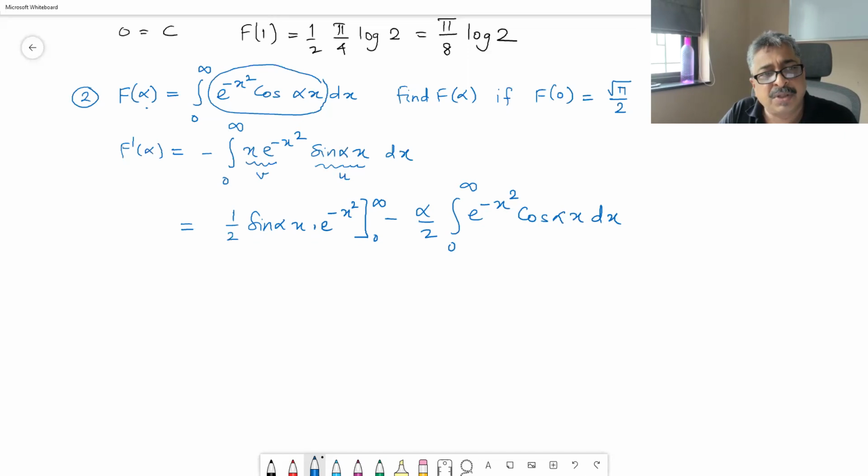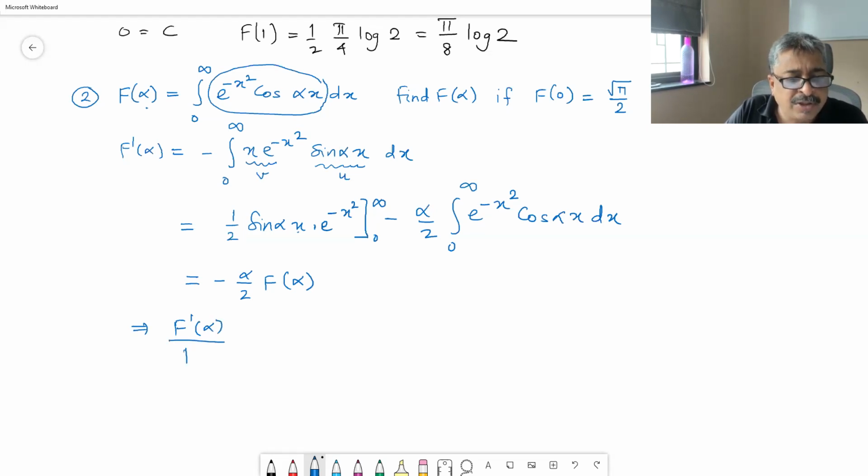Now this is important because this is original function. If you substitute these values back into this equation, minus x square, when you put x is equal to infinity, it becomes 0. And when you put a 0 over here, it becomes 0. Therefore, the first part of the f dash of alpha is 0, and hence you end up getting minus alpha by 2 f of alpha. So you take it to the other side. This is a little variable separable type differential equation, but it is not difficult. We will learn it.